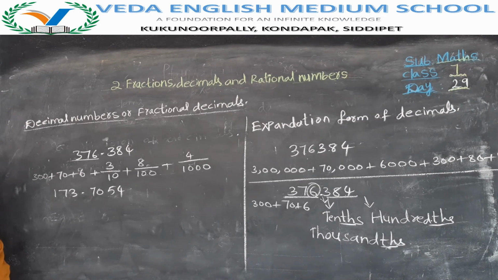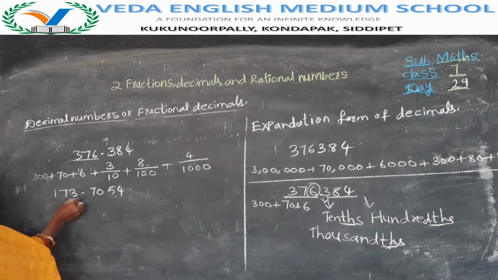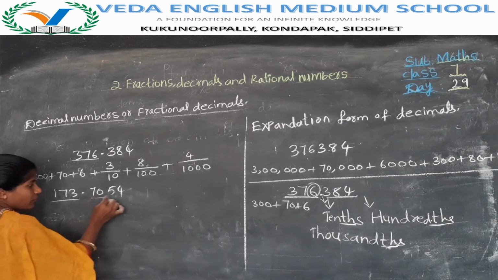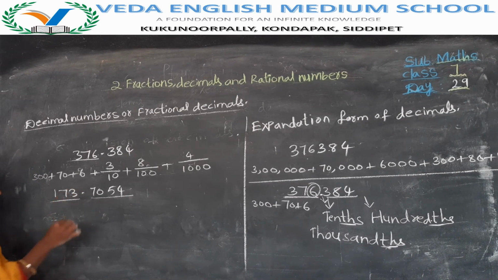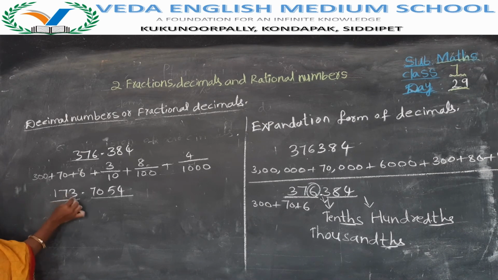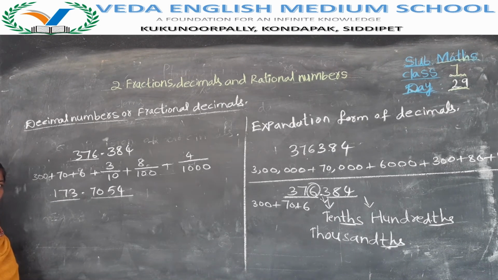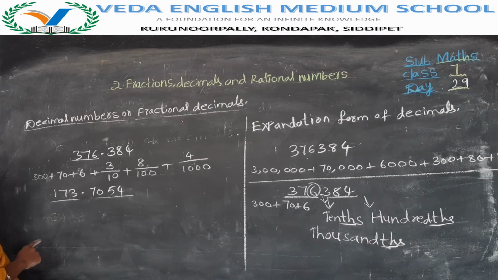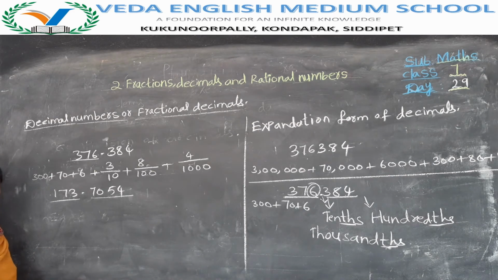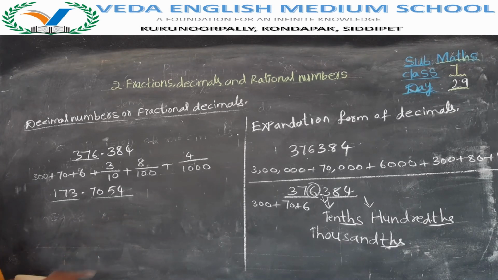173.7054. After the point you have to read it as one number. So 173 is the integral part, 7054 is the decimal part, and this is the decimal point. Then write the expanded form. In the whole number part, place values start from ones, tens, hundreds, thousands, 10,000s, like that. Then in the decimal part, place values start from tenths onwards. Tenths, hundredths, thousandths, ten-thousandths. You have to pronounce TH. There I have written TH.